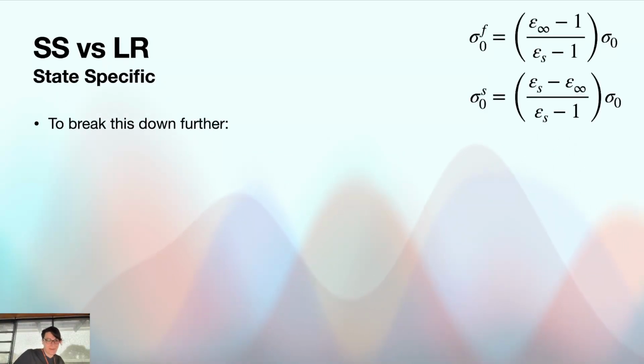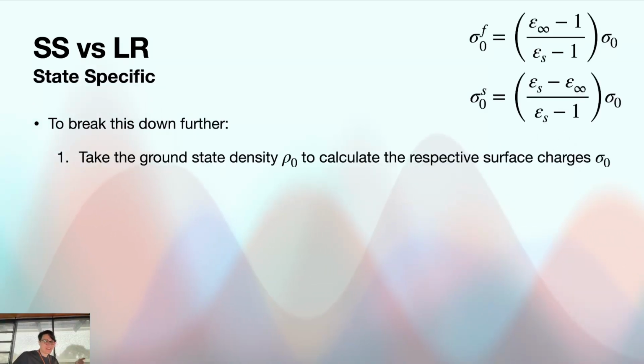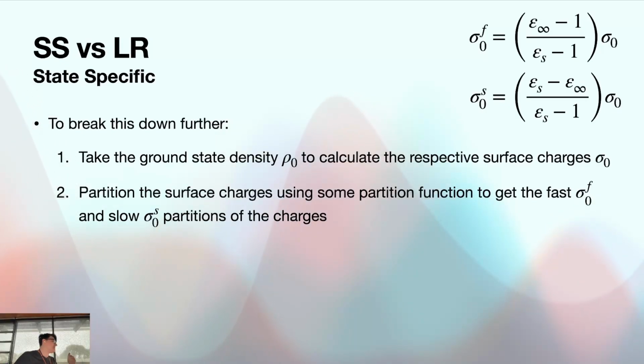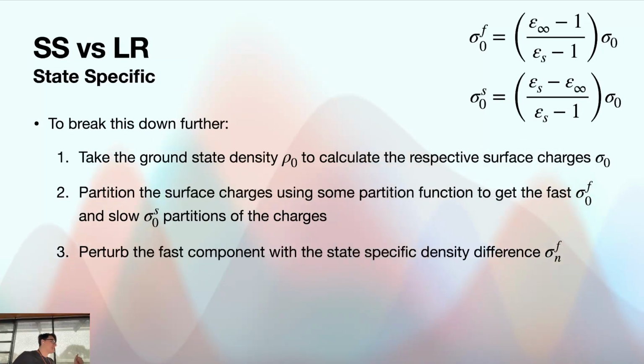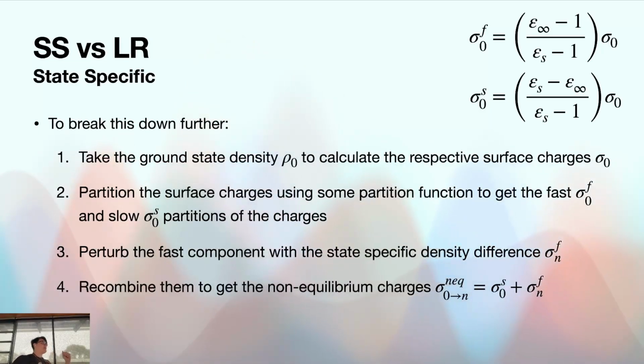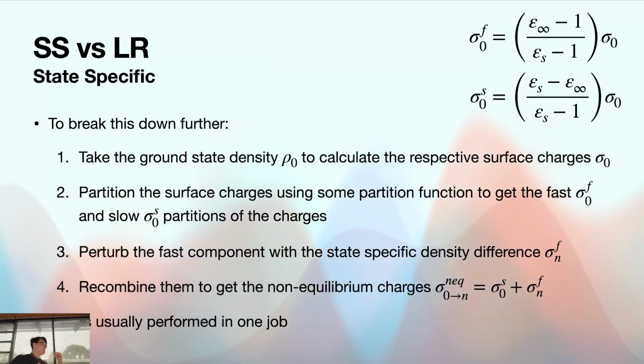Okay, so to break this down further, you take the ground state density, rho 0, to calculate the respective surface charges, sigma 0. You partition the surface charges using some partition function to get the fast and slow charges, which I've described here. It's the same as our chi from before. We perturb the fast component with the state-specific difference density to get our fast charges, and we recombine them to get the non-equilibrium charges. This is usually performed in one job.